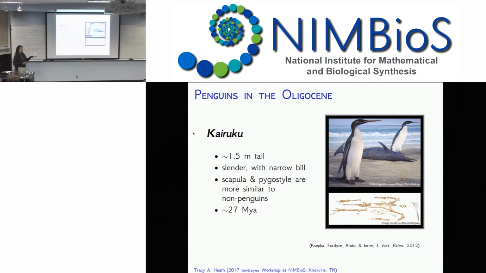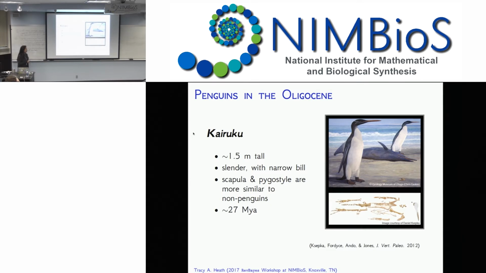But we also see penguins that go back quite a long time before we've estimated the age of the most recent common ancestor of penguins. And here we see slightly different aspects of their morphology. They often are quite a lot bigger. They have these very spear-like bills, and some of these stem fossil penguins have a scapula and tailbones, the pygostyle, that's more similar to non-penguins.